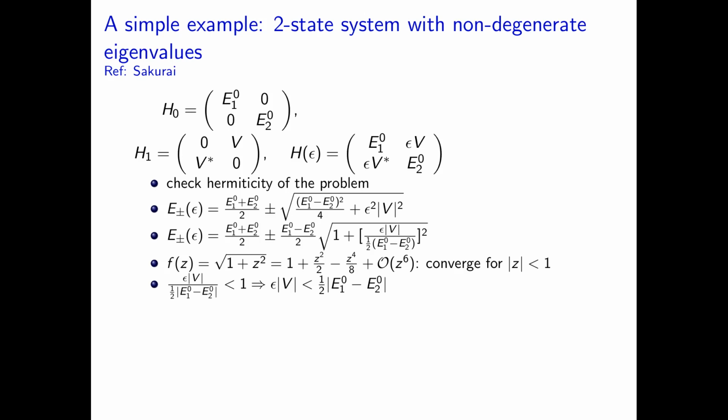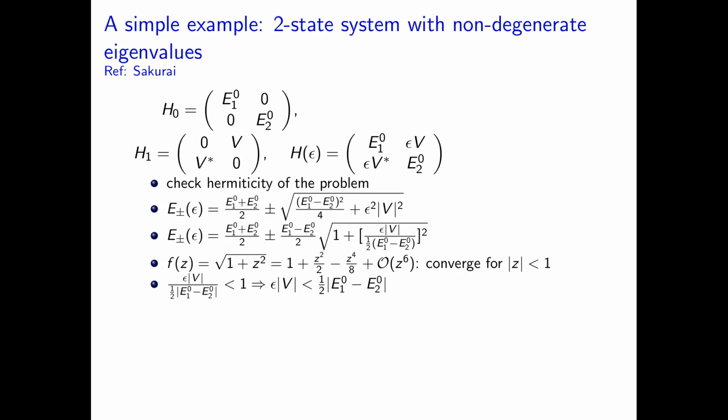So, the problem is given by H naught, which is E1 0, 0 E2, a diagonal form already solved, trivially solved, you know how to solve it. Then you add a perturbation which is off diagonal. So, in order to keep the whole H Hermitian, this has to be of the form 0 V, V star 0. So, you check that. I will suggest you study Sakurai for understanding this problem in great detail. I am just giving you an overview.